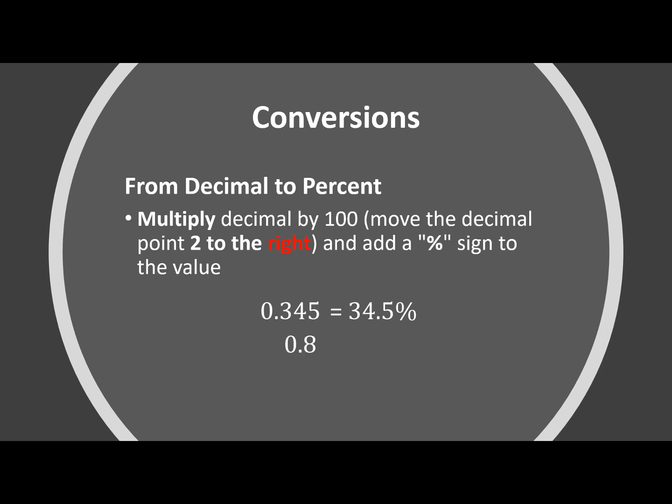For the decimal 0.8, again, we have to move the decimal 2 places to the right, so we have to add a 0, and that will become 80%. Or we could multiply by 100. Just don't forget your percent sign. For the decimal 1.02, becomes 102%.